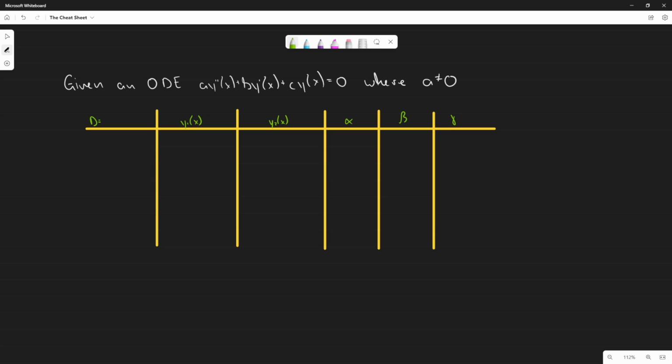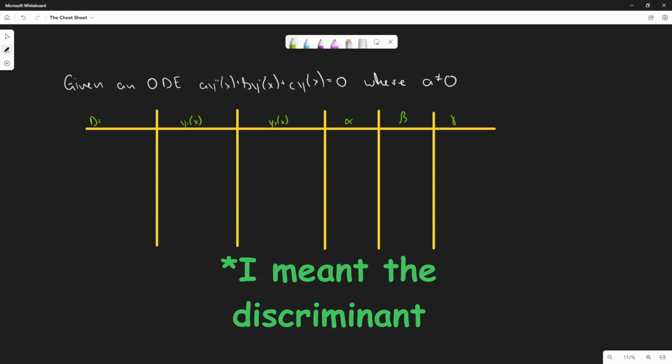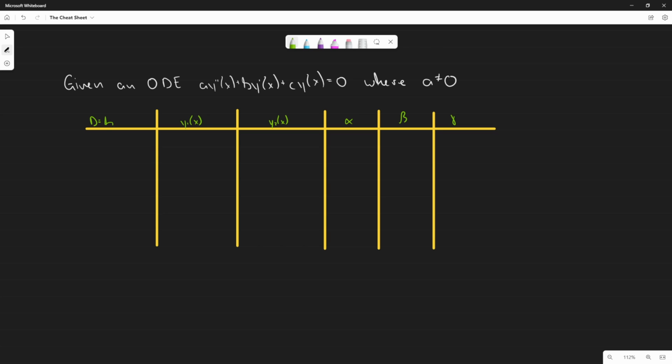So we're given an ODE in the form of ay double prime plus by prime plus cy equal to 0, and the only condition is that a must not equal 0. So a could be 1, it could be any number as long as it's not 0. What we're going to do is pretty much a quadratic equation type of thing, and find the discriminant. If you remember back in algebra, the discriminant is found by b squared minus 4ac.